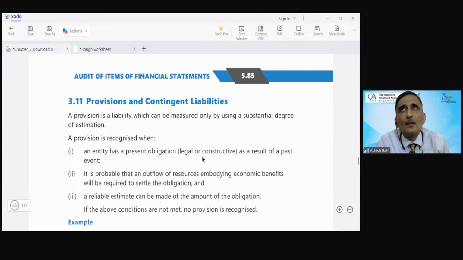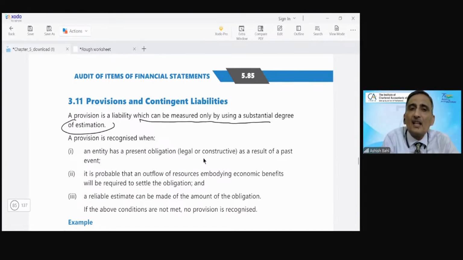of money. Okay, but the point is whether this liability can be measured simply and accurately. The answer is no. It has to be measured on an estimated basis, depending upon past experience or taking the advice of an expert. So this is the distinguishing feature of a liability from a provision. Clear, guys? So a provision is a liability which can be measured by using a substantial degree of estimation.